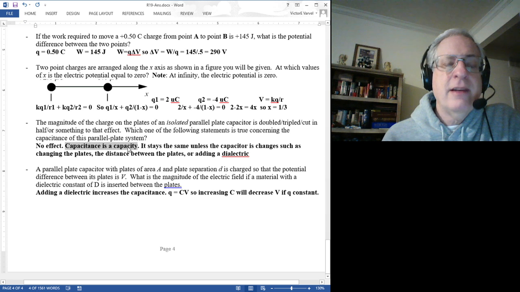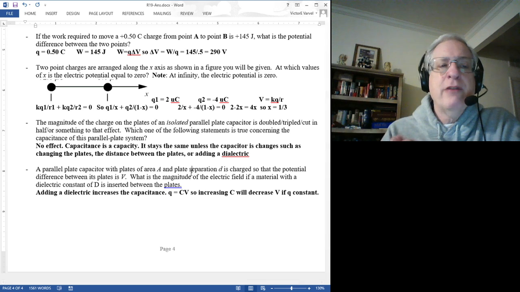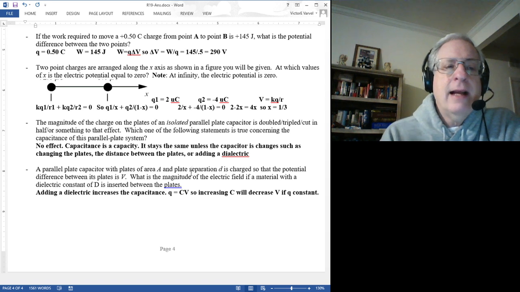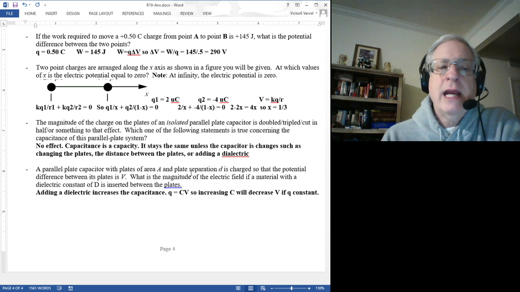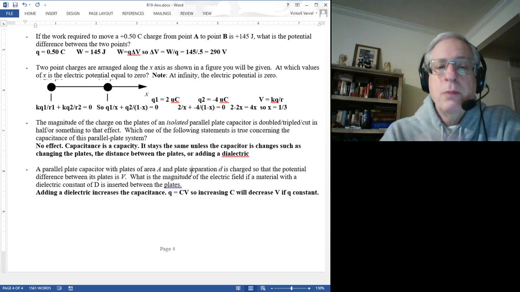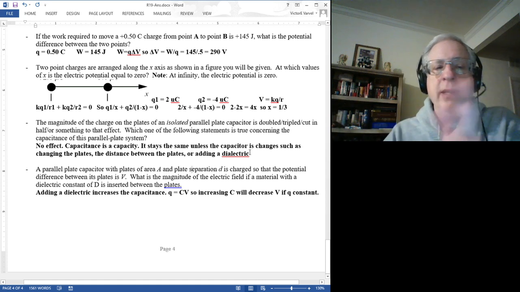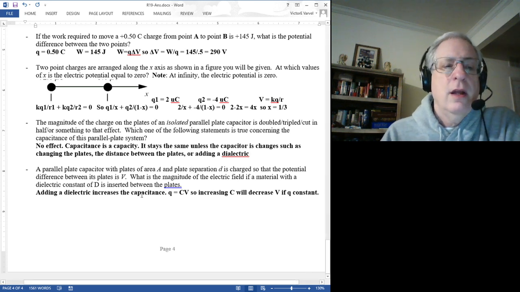Capacitance is a capacity, okay? In order to change the capacitance, I would need to change the capacitor itself, change the distance between the plates, change the size of the plates, or add a dielectric, right? Changing the amount of charge on the plate won't change the capacitance. At some point, I will hit the maximum amount of charge, and I won't be able to add any more, but I can't change the capacitance. That's a capacity. It stays the same unless I change the capacitor, such as changing the plates, changing the distance between the plates, adding new plates, or adding a dielectric, which leads us to the next question.